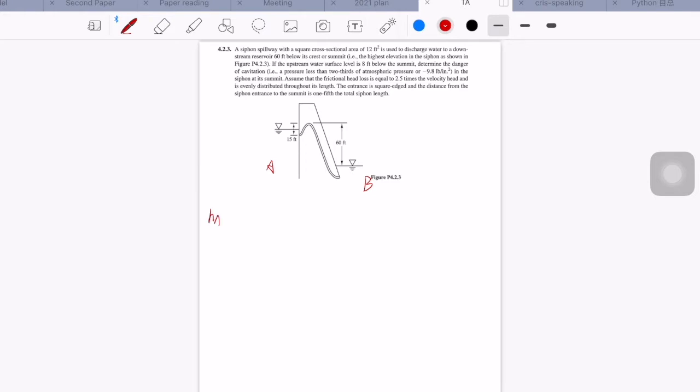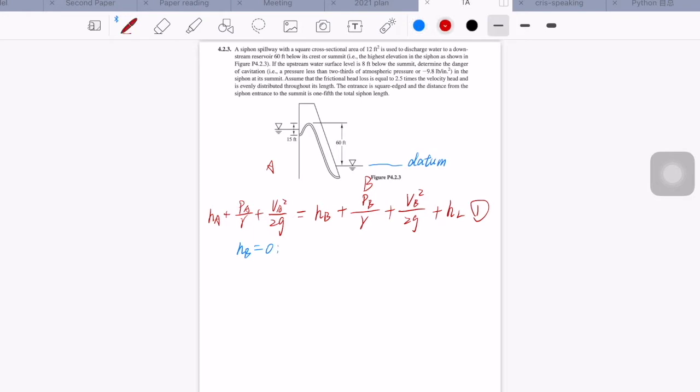HA plus PA divided by gamma plus VA squared over 2G equals HB plus PB divided by gamma plus VB squared divided by 2G plus head loss. This is equation 1. So we set the datum at the water surface of reservoir B. So we will have that HB equals 0.